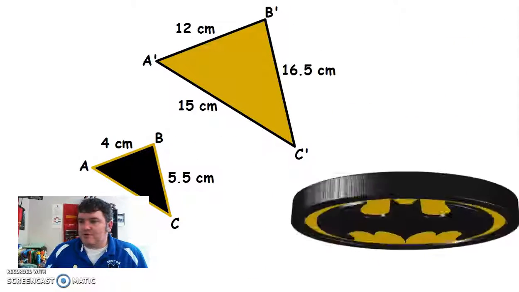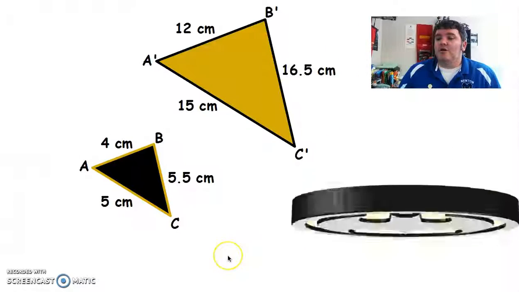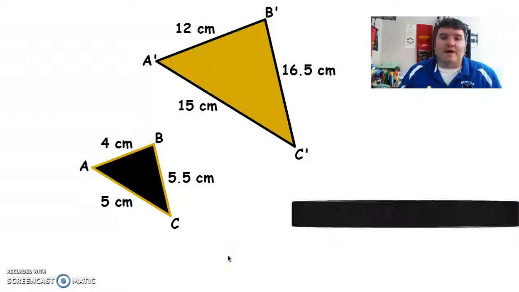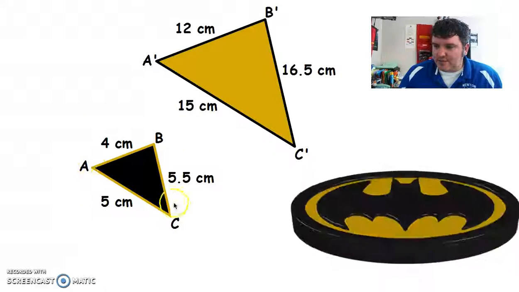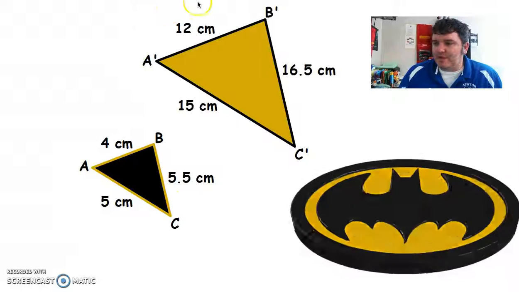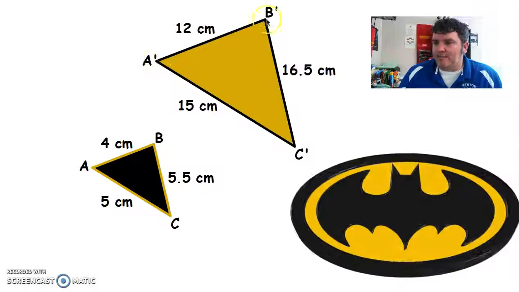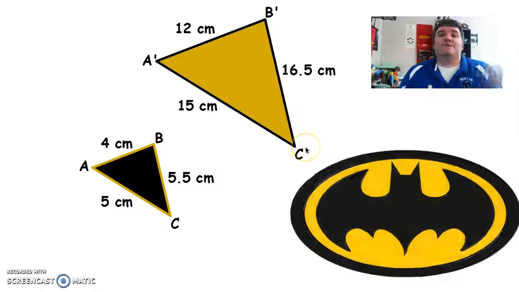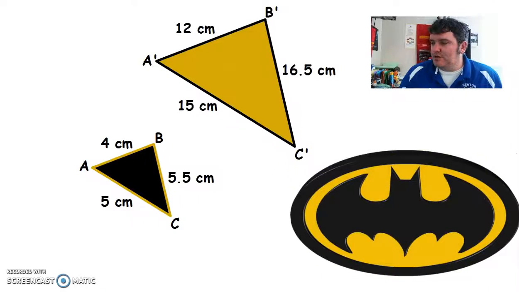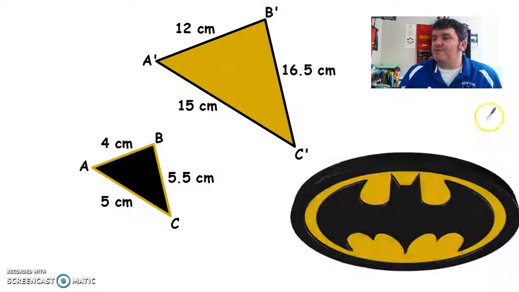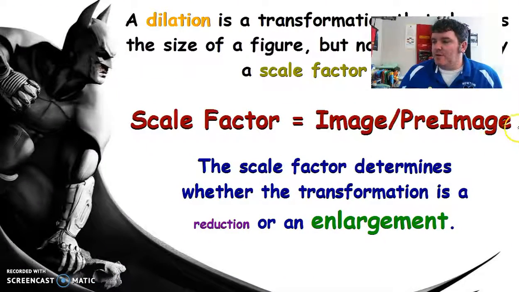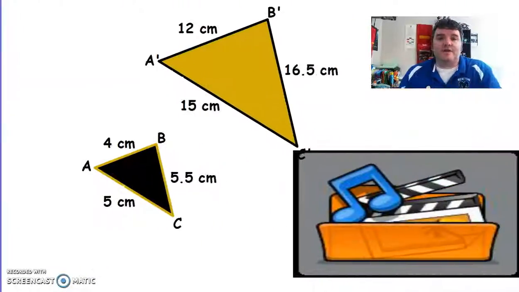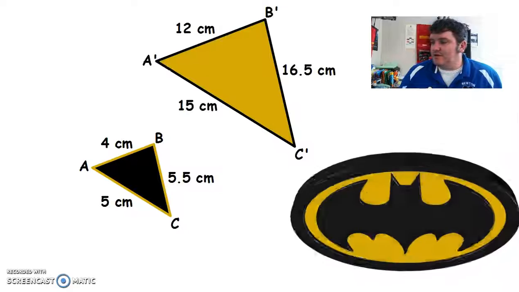So these two triangles that you are seeing are created by a dilation. We have our pre-image triangle, A, B, C, and we have our image after the dilation, A prime, B prime, C prime, remembering that the prime means that a transformation has occurred. Now if I want to figure out what the scale factor is, I remember that it's the image divided by the pre-image. So I take values off of the image and divide them by values off the pre-image.